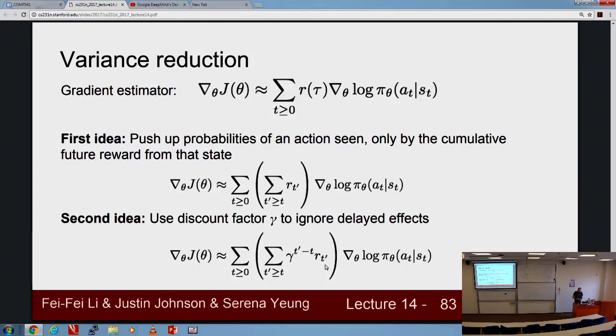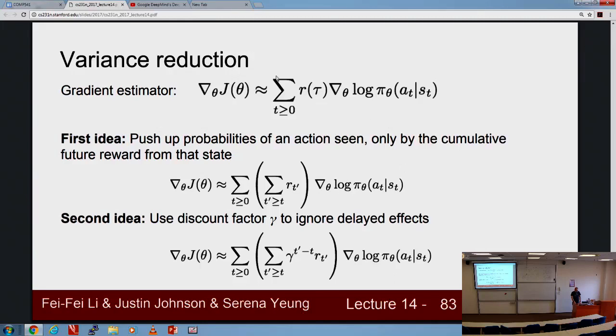So what we want to do is change the probability of this particular action AT in proportion to its effect on our reward, which unfortunately we don't know, right? Because there's delayed rewards, there are moves that you make now that actually give you a result 10 seconds from now. Because of that, it's very, very hard to pinpoint exactly the credit each action deserves.